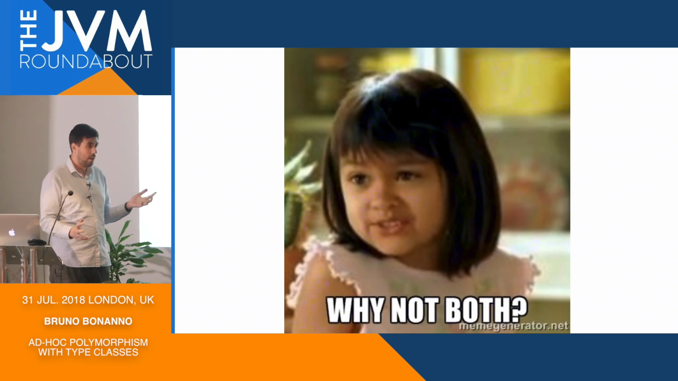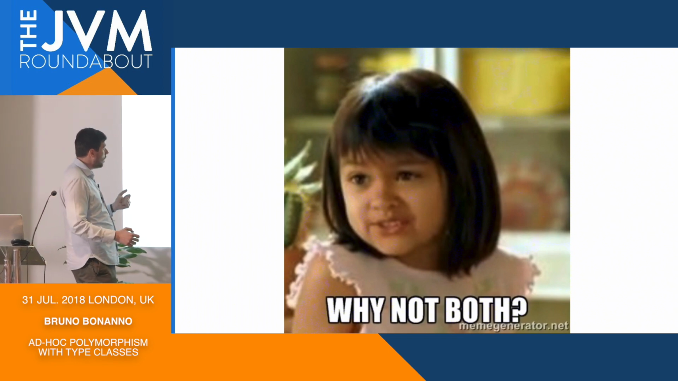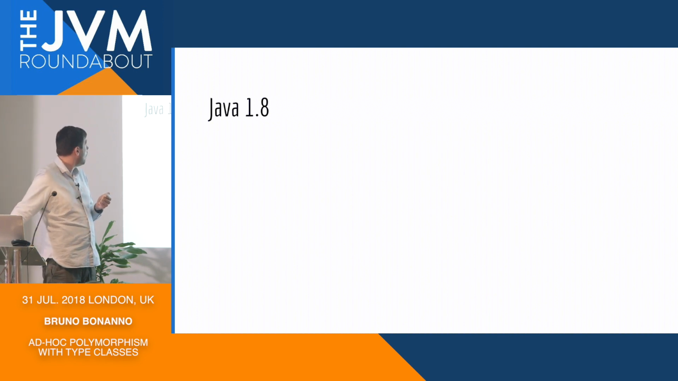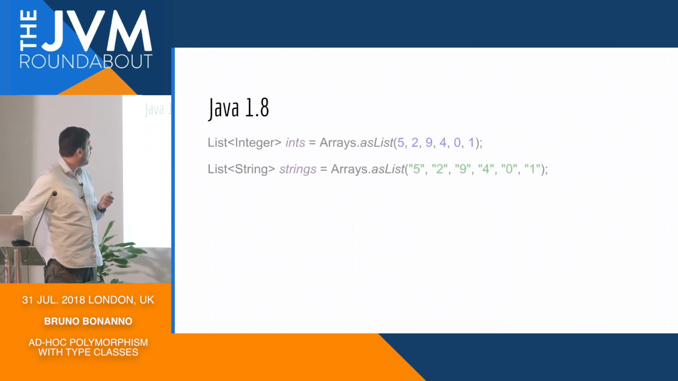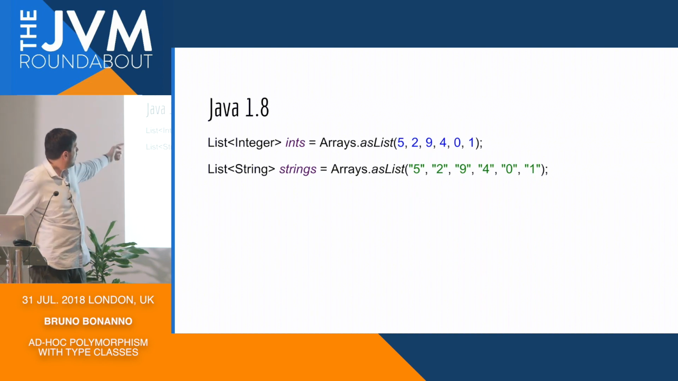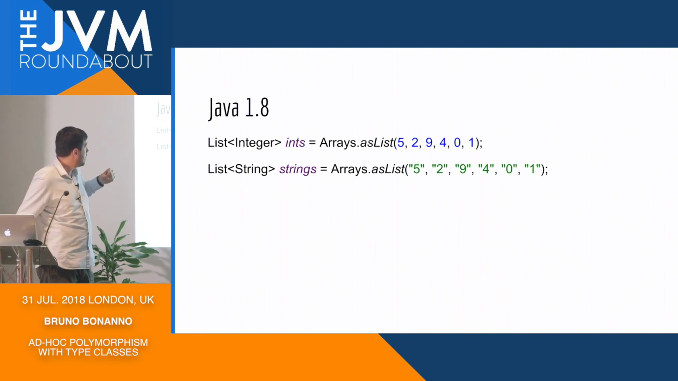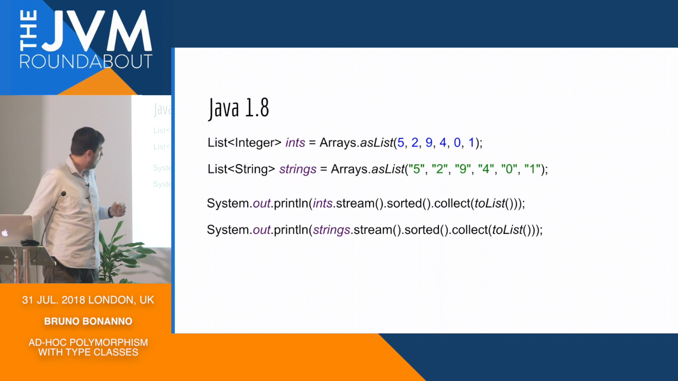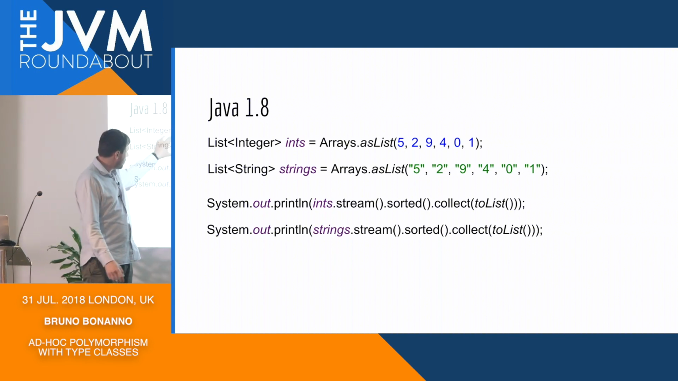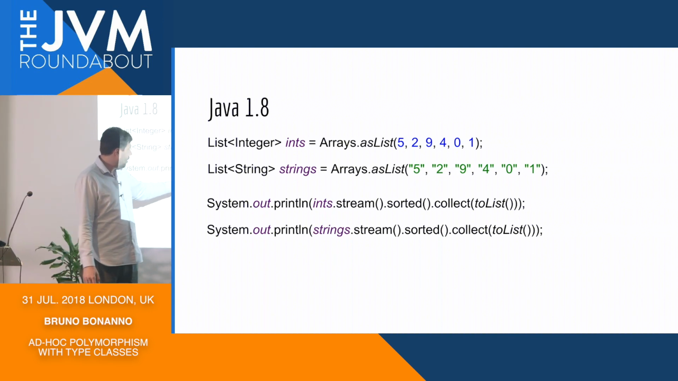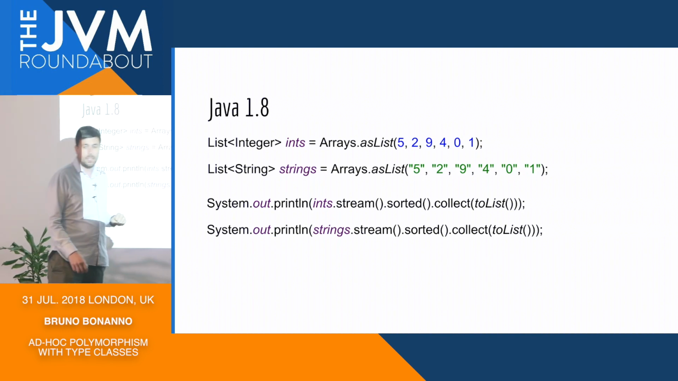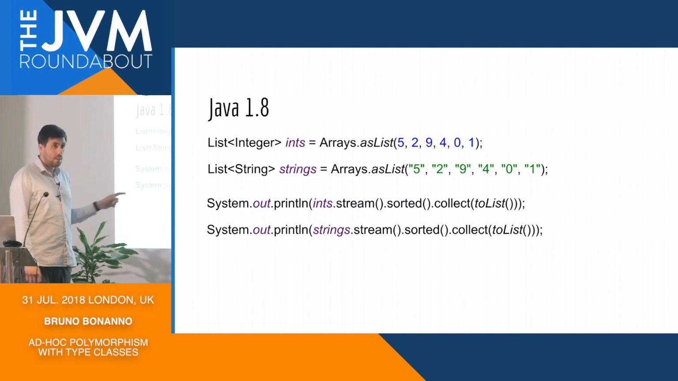So can we have both? Yes, we can, and Java has an attempt of that since Java 1.8. So basically, in Java, if we have these two lists of same elements with different types, the example is easier. If I try to print a sorted version of those, basically we get a stream, we sort it, and then we collect it to a list, and does that work?